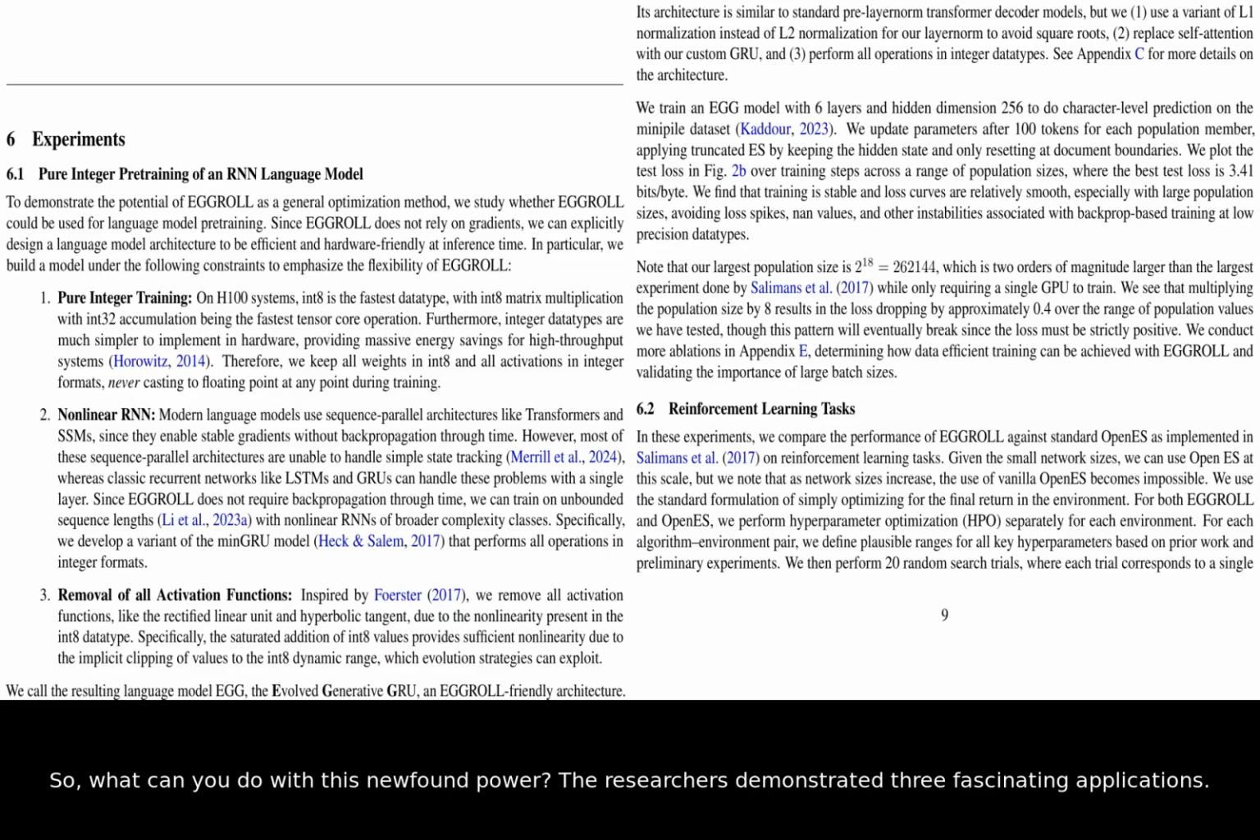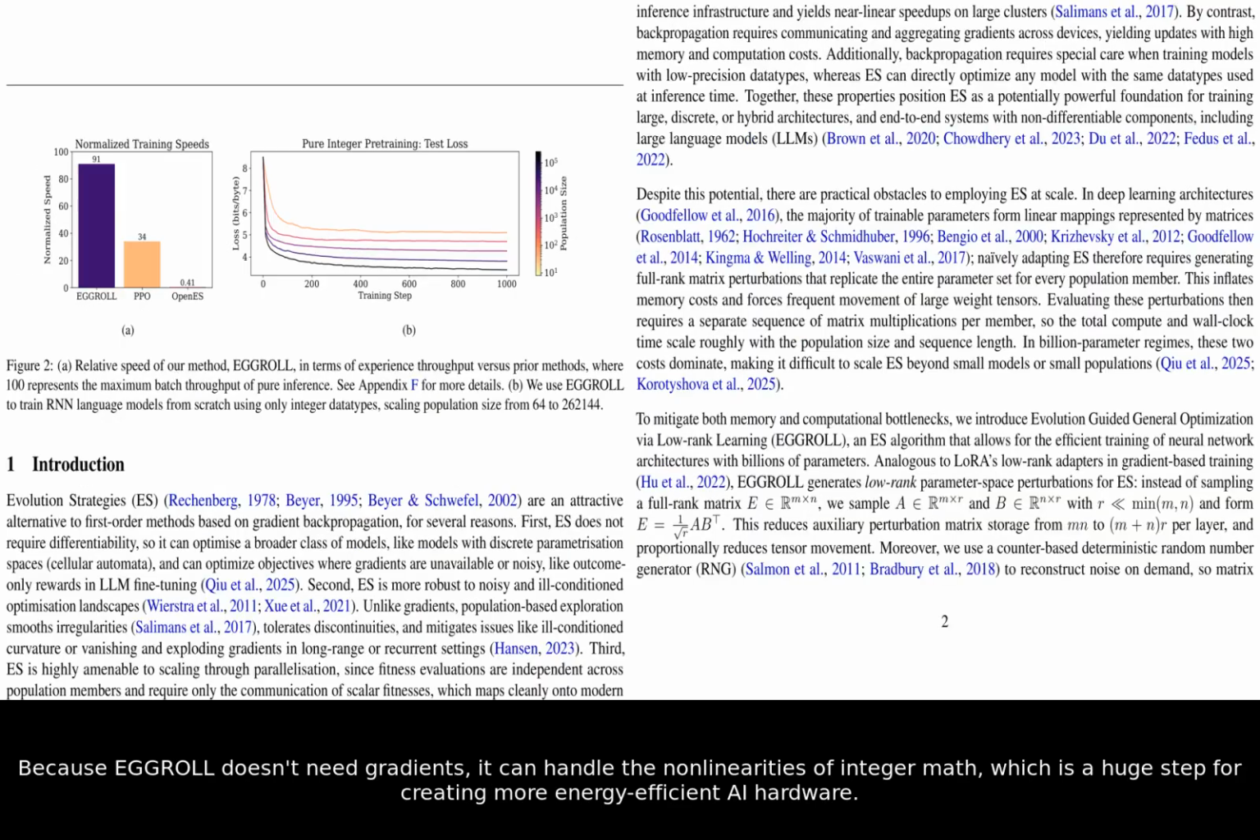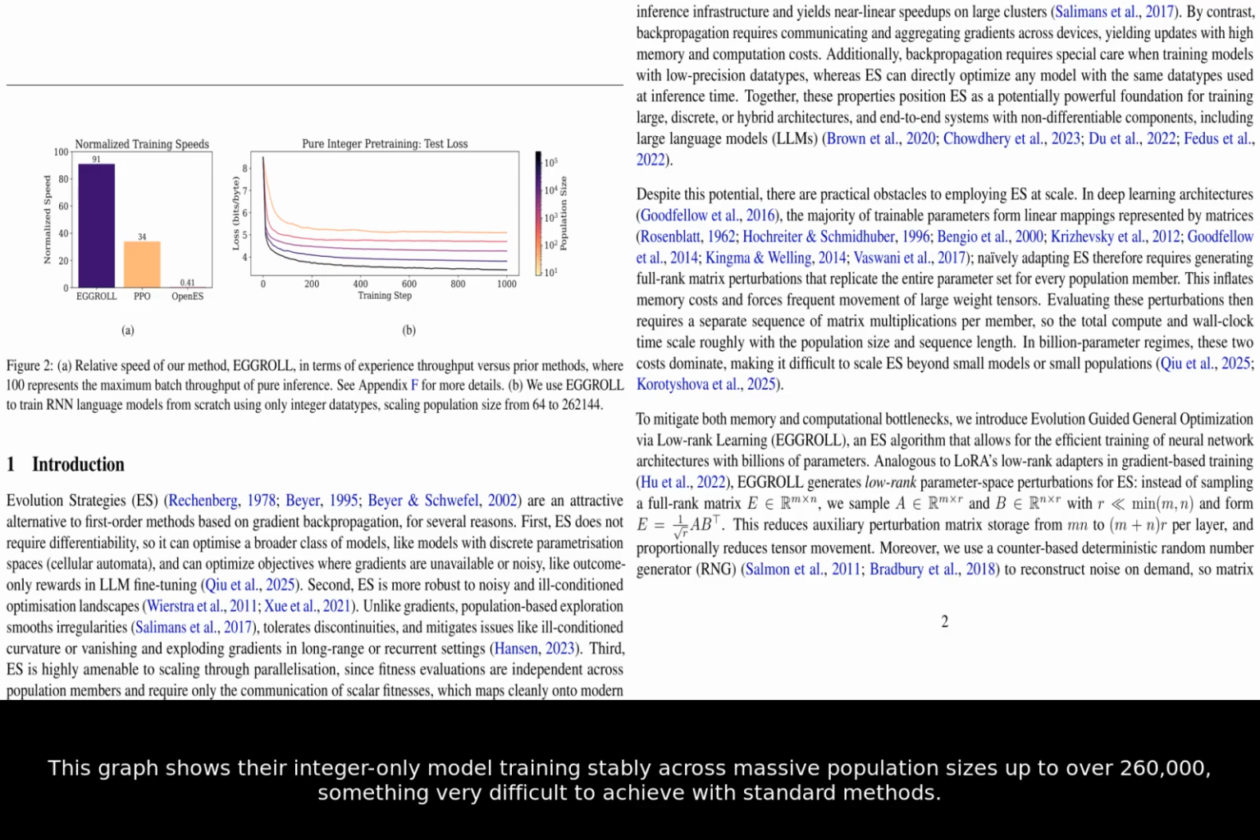So, what can you do with this newfound power? The researchers demonstrated 3 fascinating applications. First, they built and trained a language model that operates purely on integers. Because EGGROLL doesn't need gradients, it can handle the nonlinearities of integer math, which is a huge step for creating more energy-efficient AI hardware. This graph shows their integer-only model training stably across massive population sizes up to over 260,000, something very difficult to achieve with standard methods.